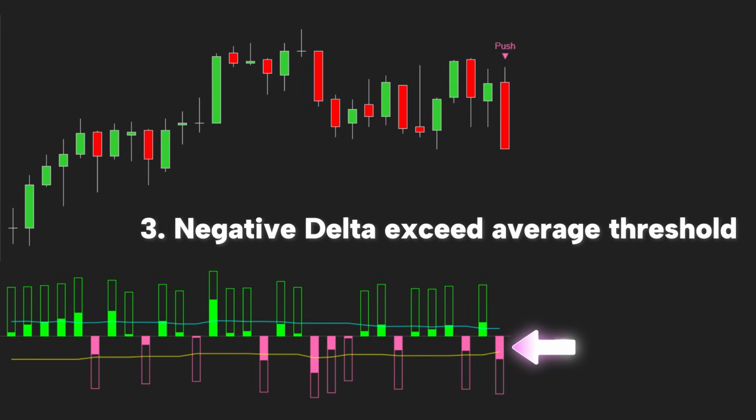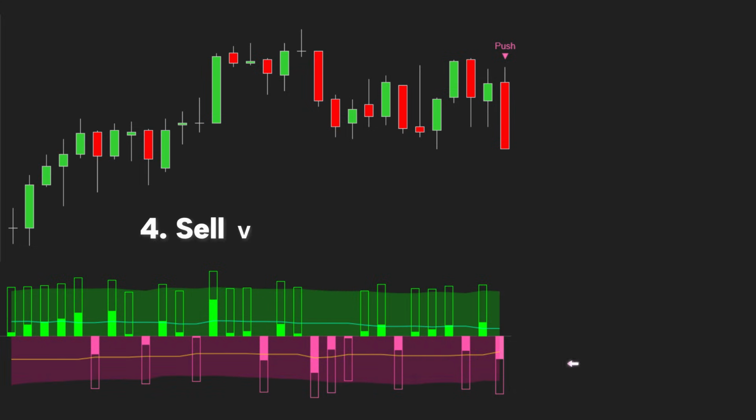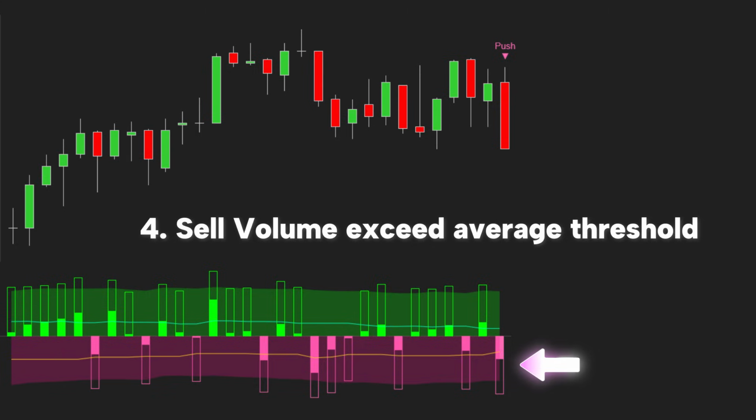Next, on the histogram bar showing delta and volume, the system checks whether the sell volume of the signal candle exceeds the average sell volume threshold. When sell volume rises above the average level, it indicates that sellers are not only dominating order flow, but are also actively committing real volume into the move.